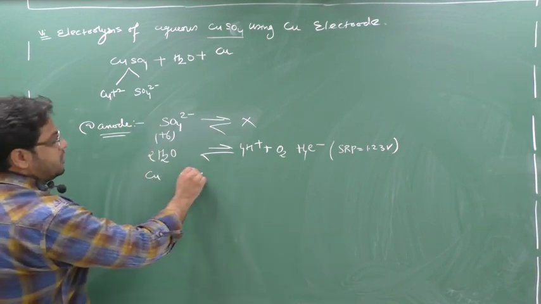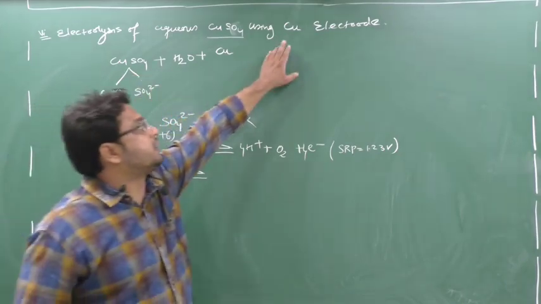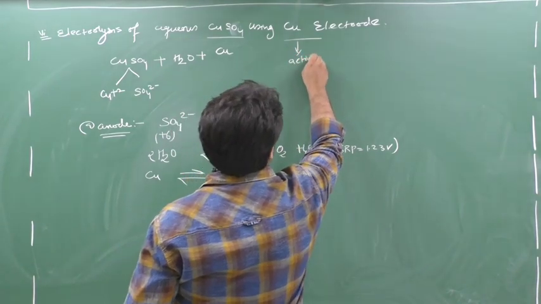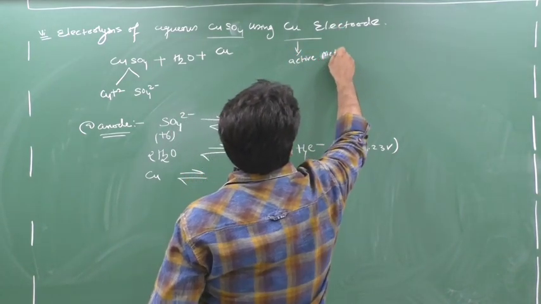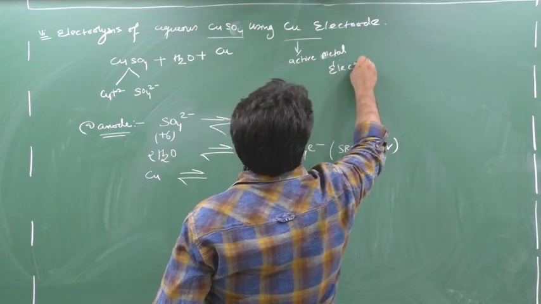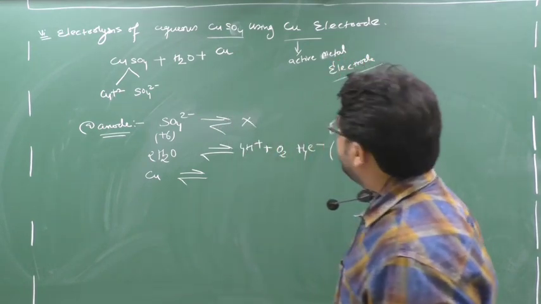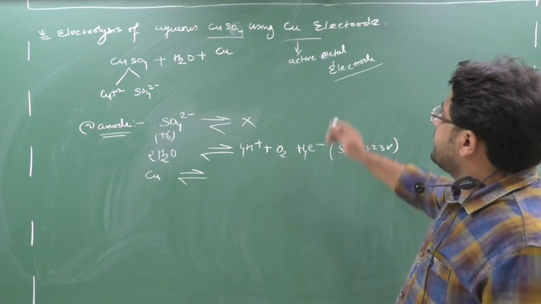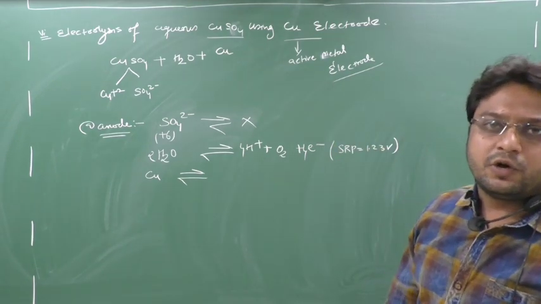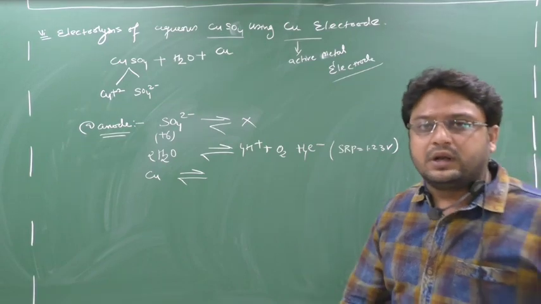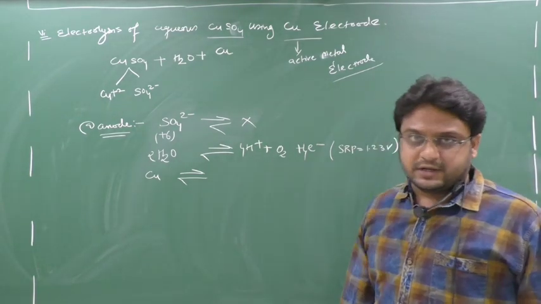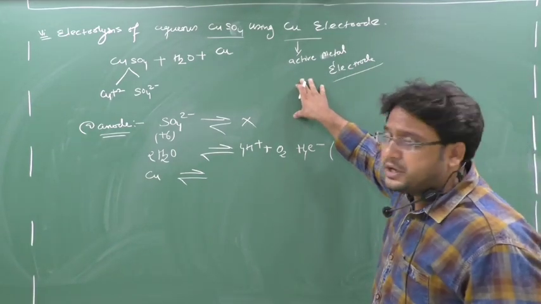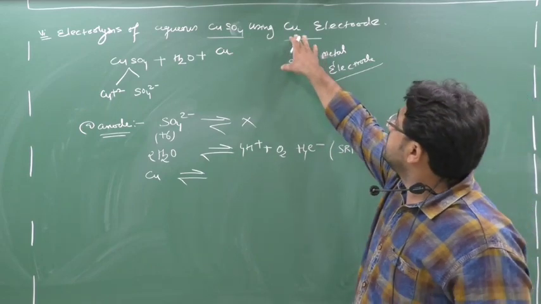Here one more possibility is there, copper. Copper can also undergo oxidation because you are using a copper electrode. This copper electrode is an active metal electrode, as I have done in the previous section. The types of electrode are active metal electrode, inert electrode, and gaseous electrode. In the last problem we took graphite or platinum electrodes. All of those are inert electrodes, meaning they just provide the surface for oxidation or reduction. But here the electrode itself will undergo oxidation or reduction, because it is an active metal electrode.